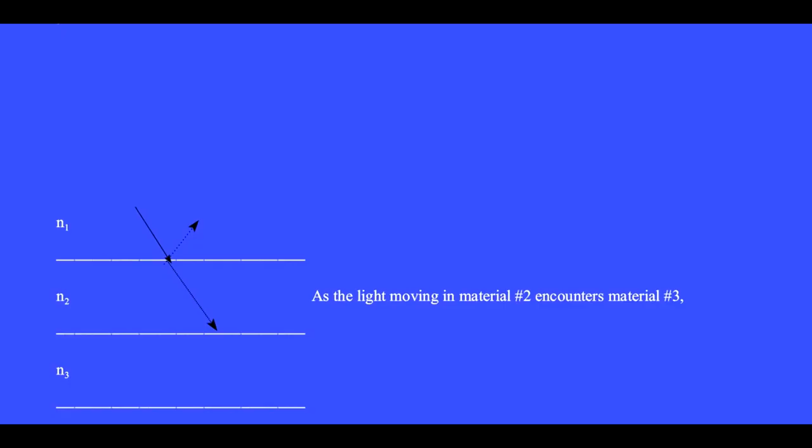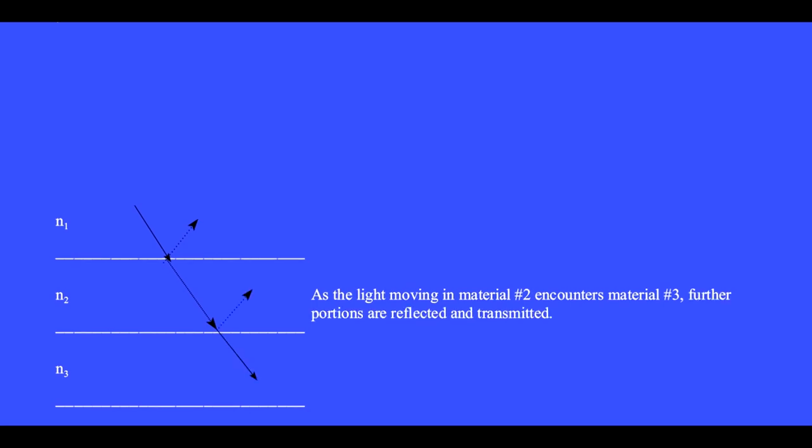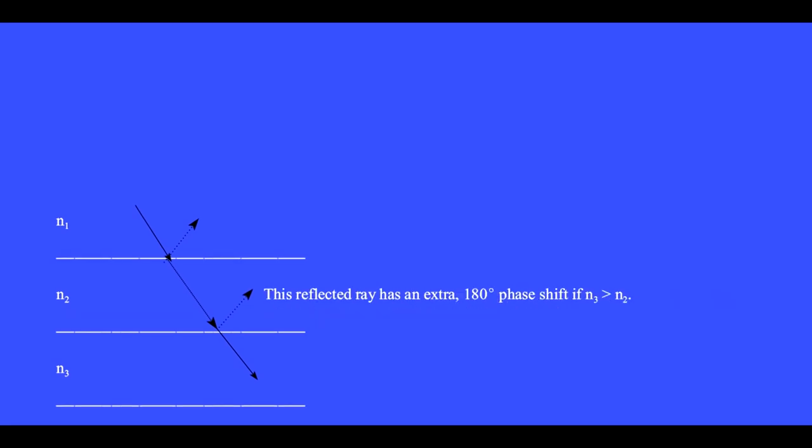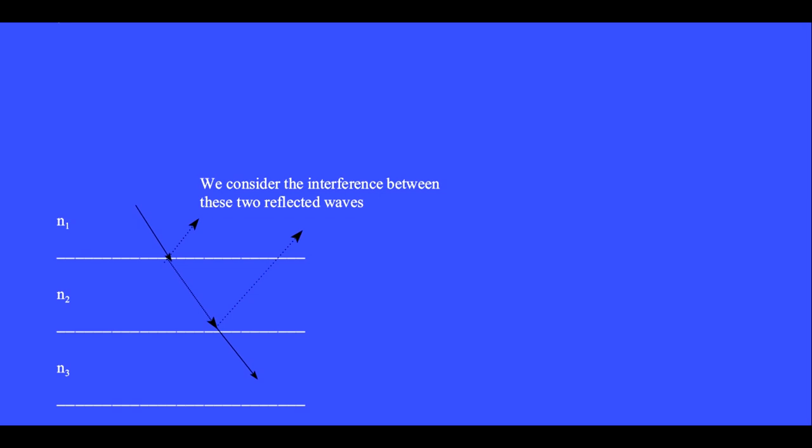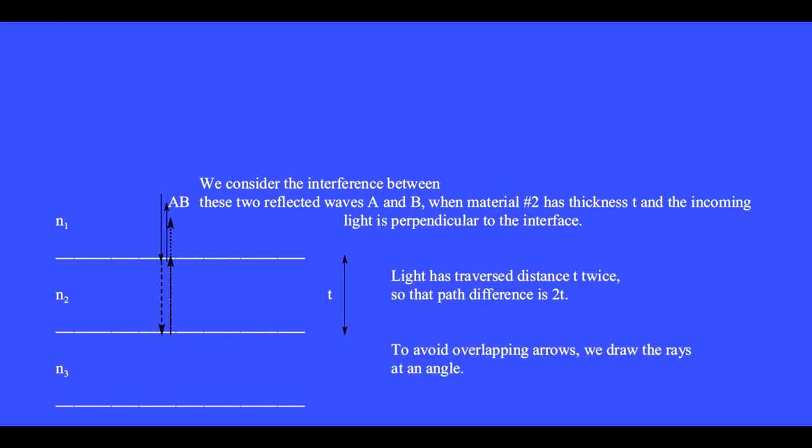As the light moving in material number 2 encounters material number 3, further portions are reflected and transmitted. This reflected ray has an extra 180-degree phase shift if n3 is greater than n2, which occurs if this light is bouncing off a higher n. We consider the interference between these two reflected waves, A and B, when material number 2 has thickness T, and the incoming light is perpendicular to the interface.